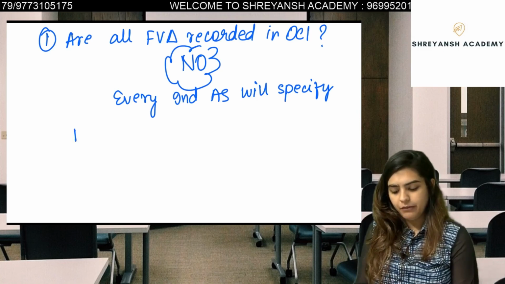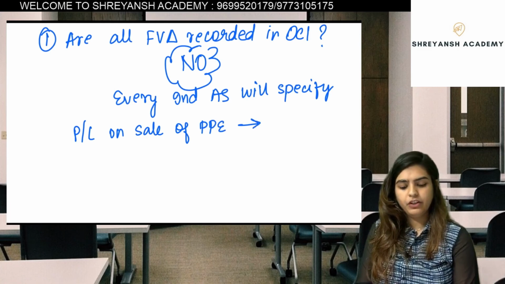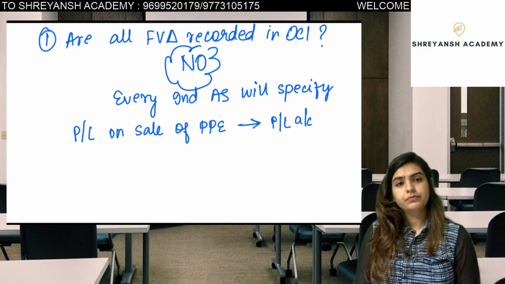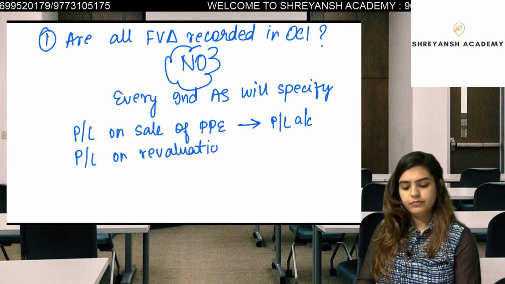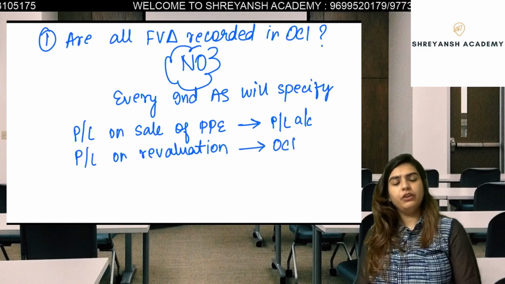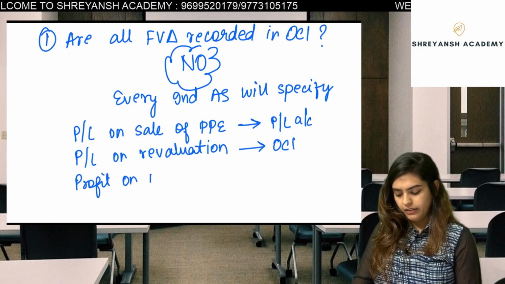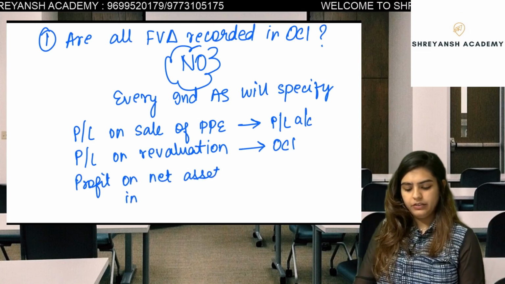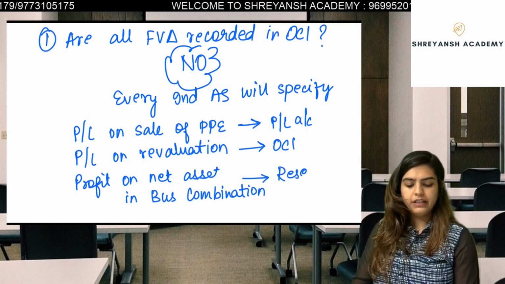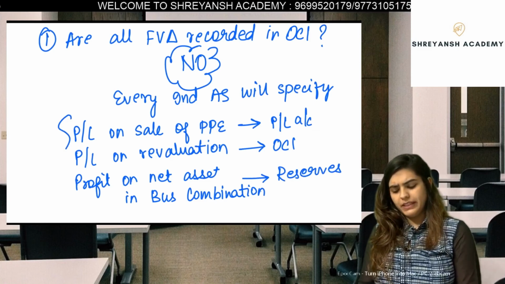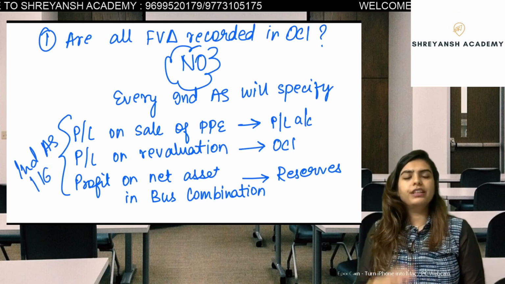Like for example, if I have profit or loss on sale of property, plant and equipment, can I say sold? Then the profit or loss will be transferred to PRL account. But if I say that I have profit or loss on revaluation, then it will be transferred to OCI part of P&L account. But if I say there is a profit on net assets in amalgamation, now I will call it business combination, then it will go to reserves directly. So every IND AS, who specified this? IND AS 16 of property, plant and equipment. So every IND AS will particularly specify where the profit will go, whether to OCI or directly to reserves or PRL.